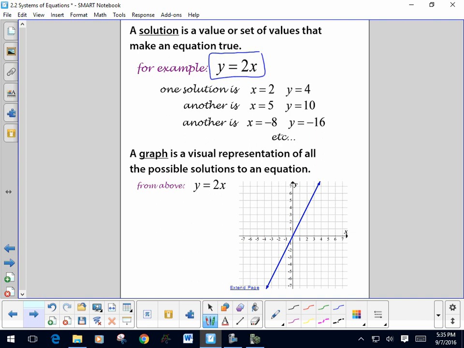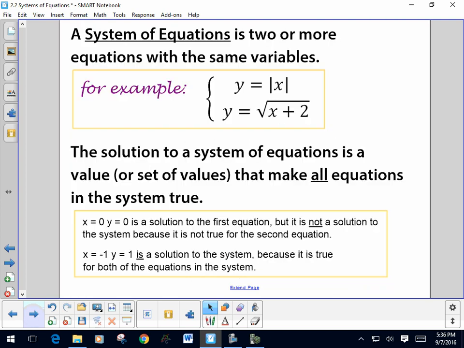And a graph is really just a visual representation of every single possible solution to that equation. So you can see the solution x equals 2, y equals 4 is a point on the graph right here. And the other two solutions that I showed up here, they're not shown on the graph just because it's not a big enough picture, but it would be part of that graph. That's why we show those lines extending, because there are more solutions that don't even fit on our coordinate plane. But we could always get a larger coordinate plane to show those other solutions. So remember, a graph is just a collection of every single possible solution.